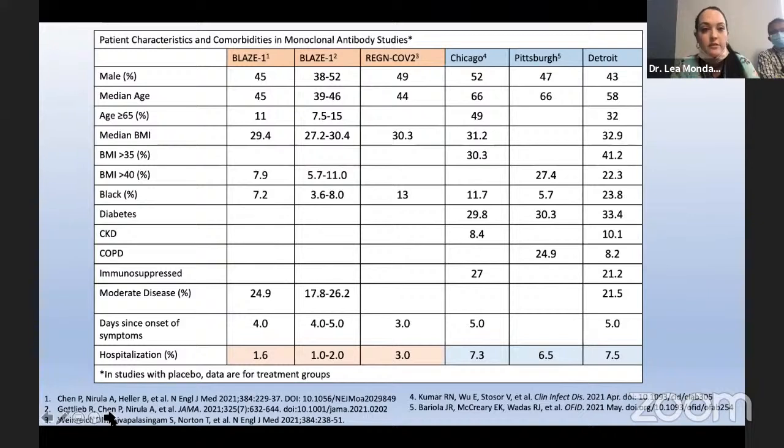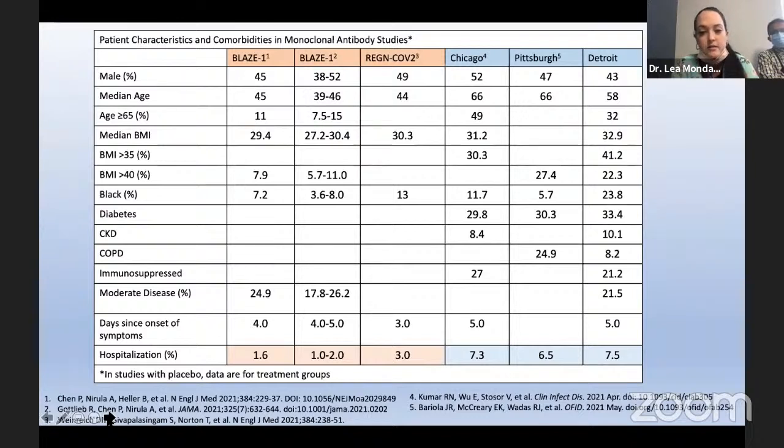So putting everything all together, in the orange there, you have your clinical trial hospitalization rates of 1.6, 1, and 3%, depending on the formulation. And then the real world rates in Chicago, Pittsburgh, and Detroit that are ranging 6.5 to 7.5%. Again, just showing how the populations tend to be sicker, heavier, more obese, have more comorbidities, and are older in the real world compared to the clinical trials. So you can see the median age is higher in the real world trials, the median BMIs are higher, and patients in general are just sicker and more ill. And that probably explains why we see higher rates of hospitalization.